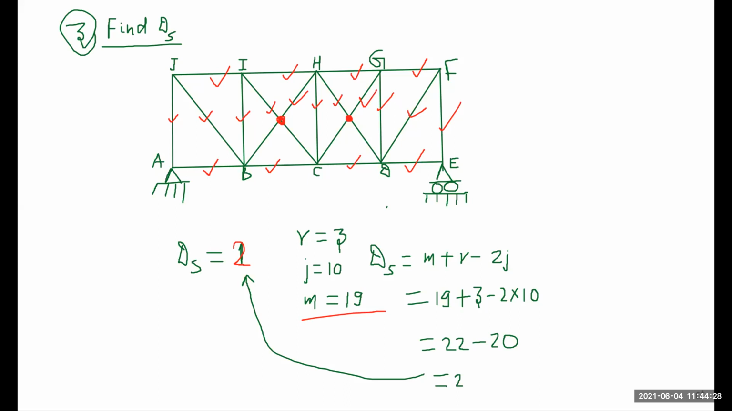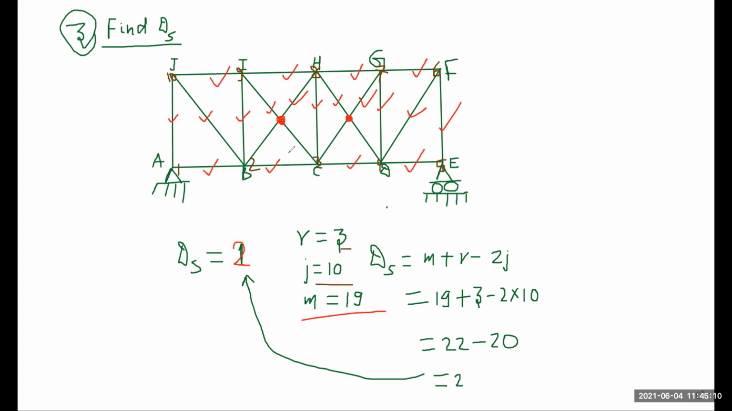For joints, he starts counting. Sir, here one joint, here two joints, here joint number 3, joint number 4, joint number 5, joint number 6, joint number 7, joint number 8, joint number 9, and joint number 10. So he counts the number of joints as 10. He also counts the total number of support or external reactions and says, sir, reaction is equal to 3.